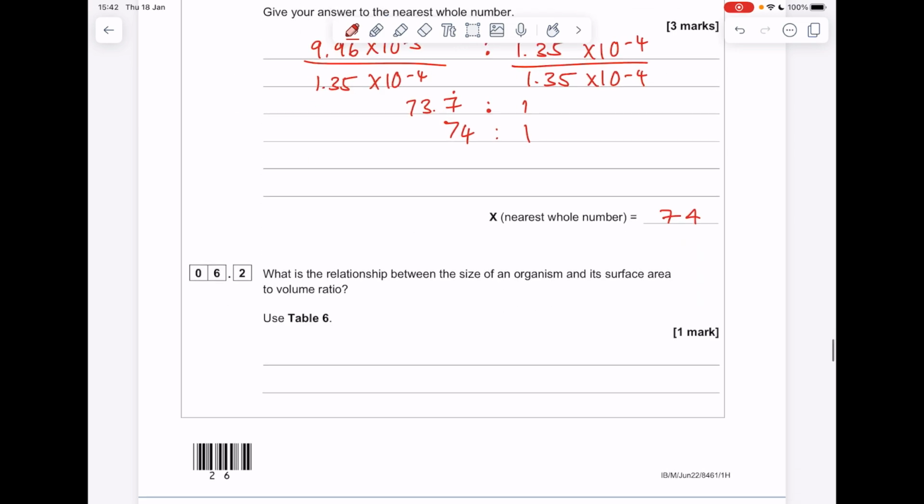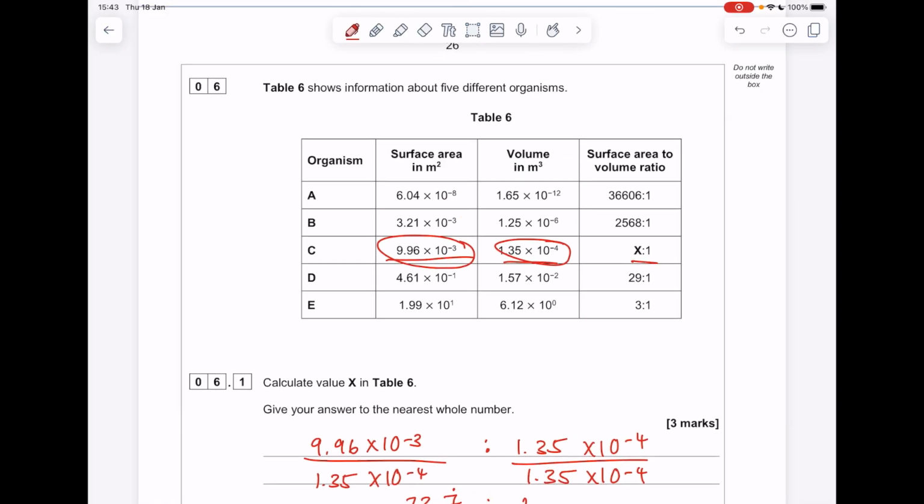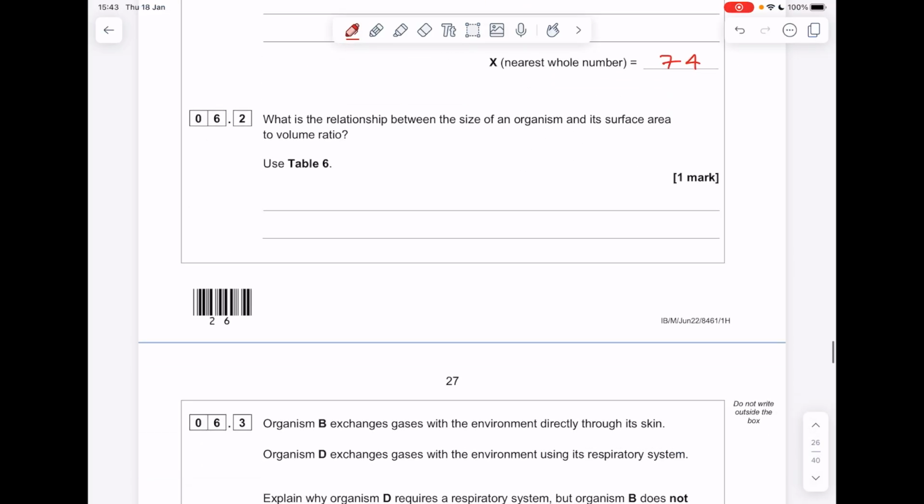What is the relationship between the size of an organism and its surface area to volume ratio? So here's our largest volume organism. It has the smallest surface area to volume ratio compared with this tiny organism. So as size increases, surface area to volume ratio decreases.